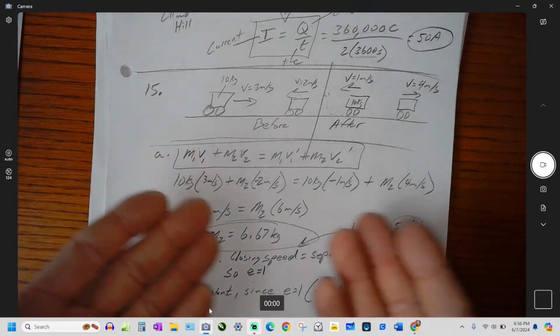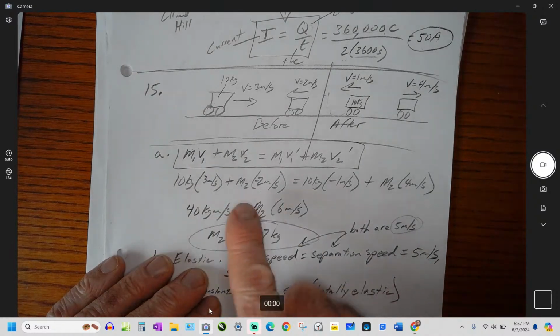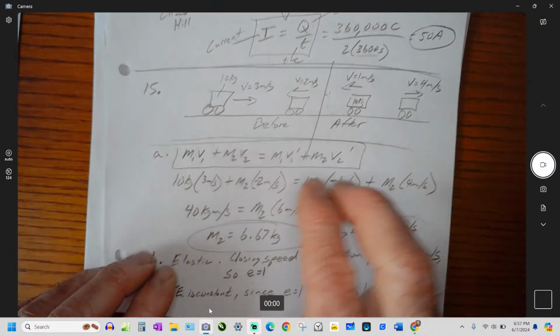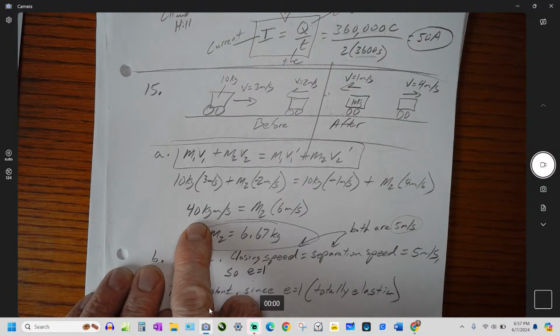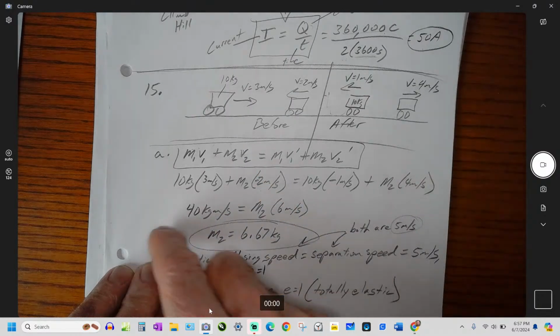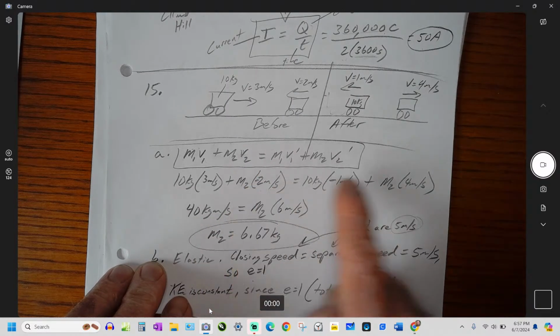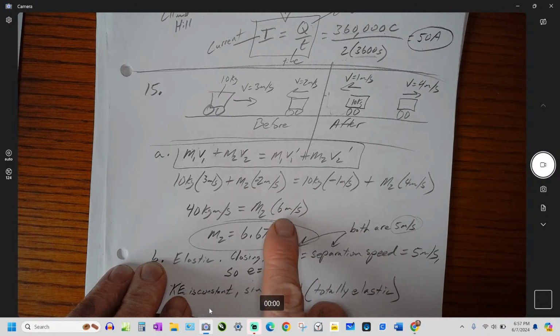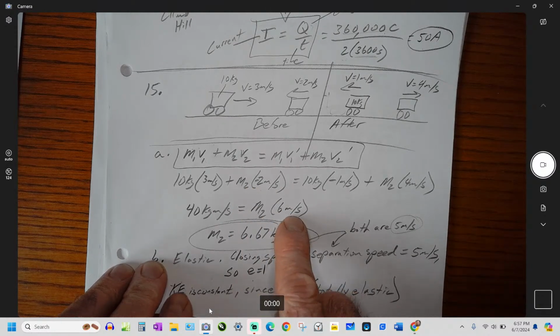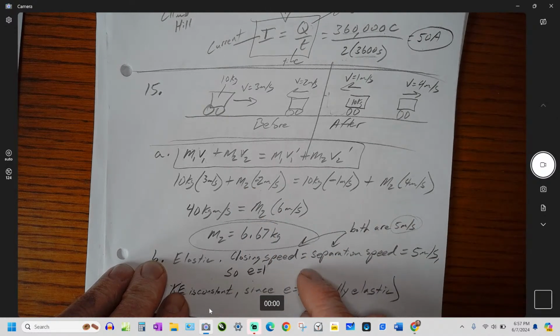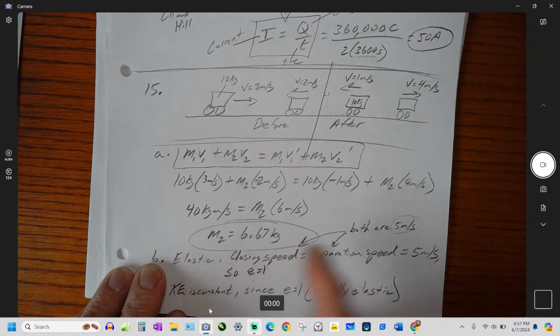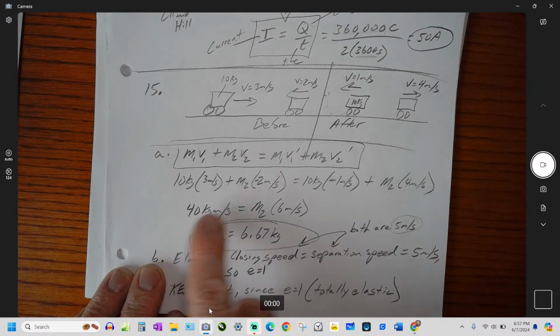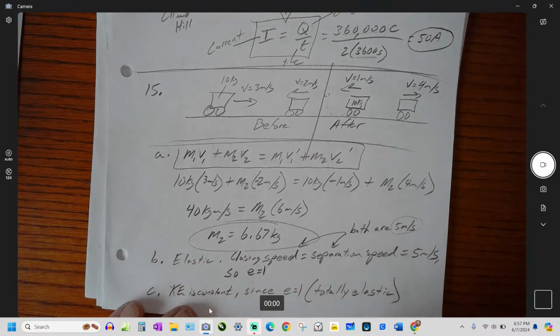So just doing the math here, these two things together add up to 40 kilogram meters per second on the left side of the equation. And these two bundled together give us m2 times 6 meters per second over on the right side of the equation. So m2 equals 40 divided by 6, 6.67 kilograms.